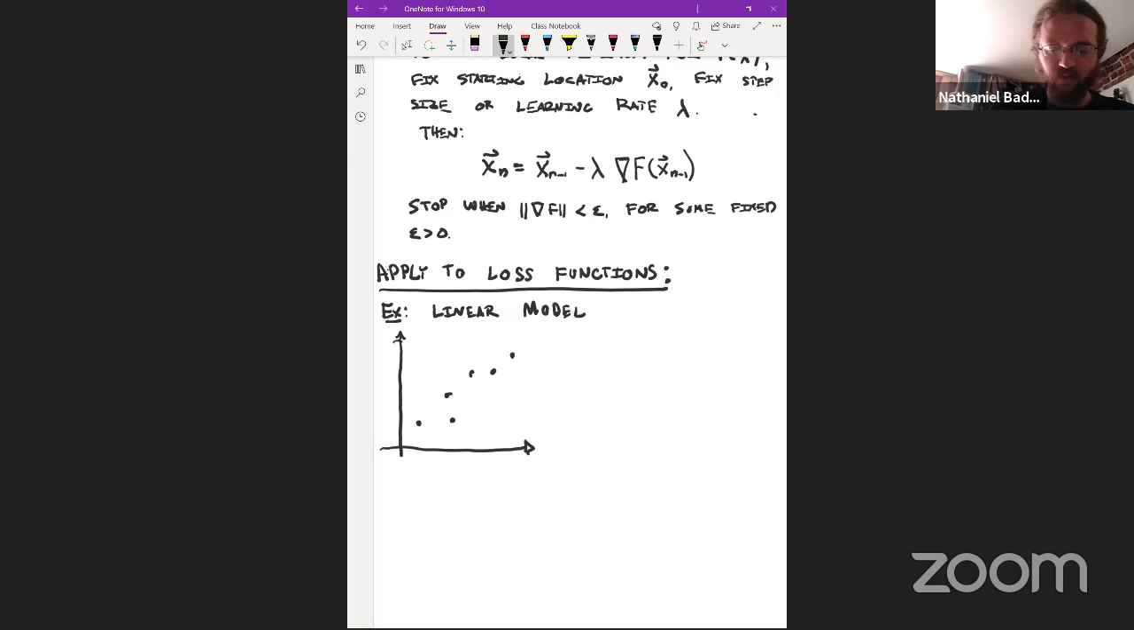So let's say we have some data points, and we've got some model, y equals mx plus b.